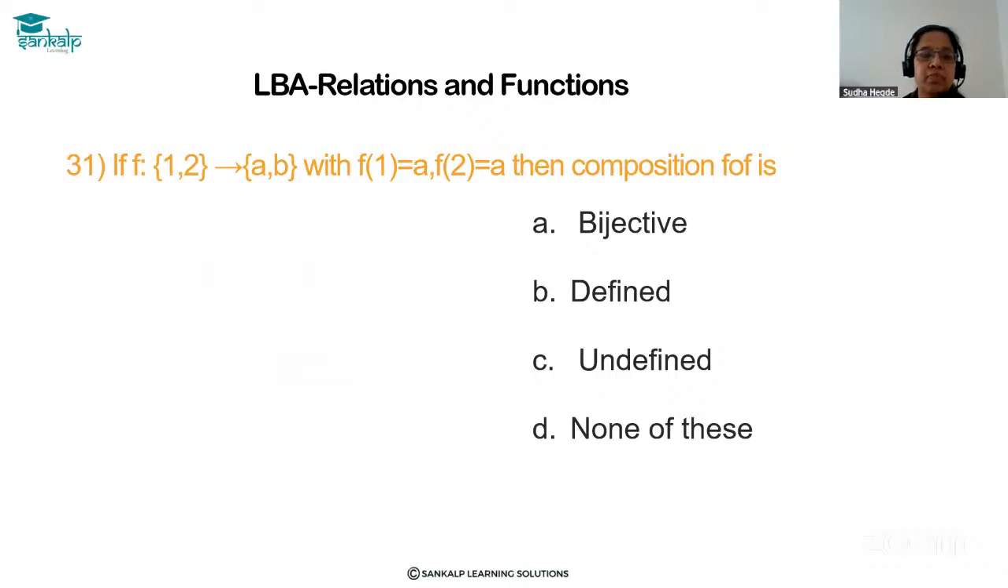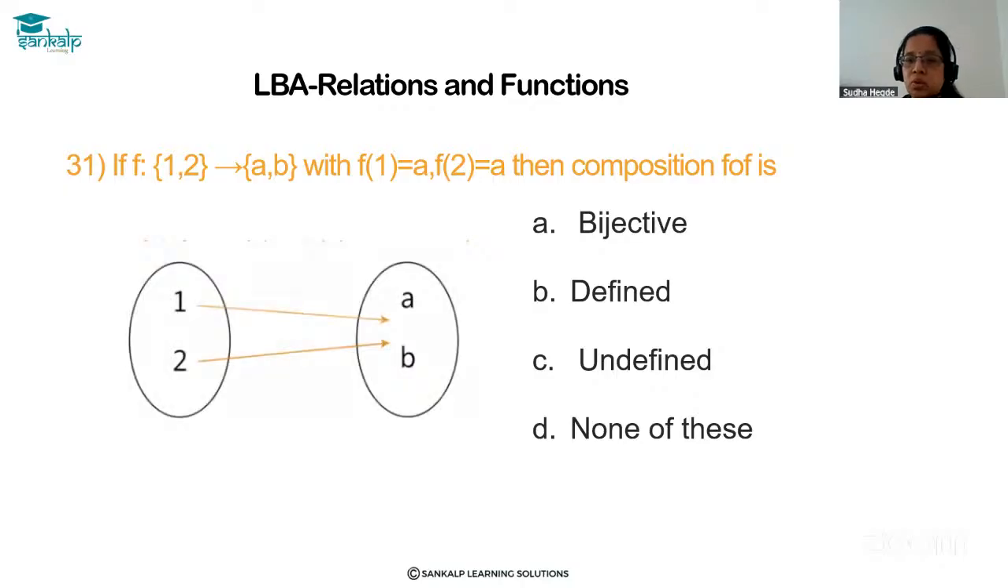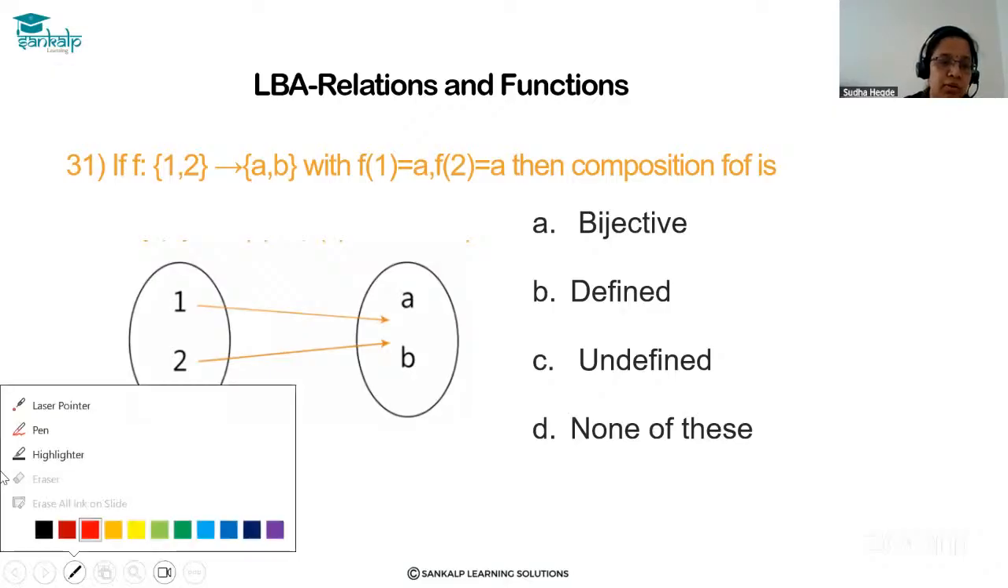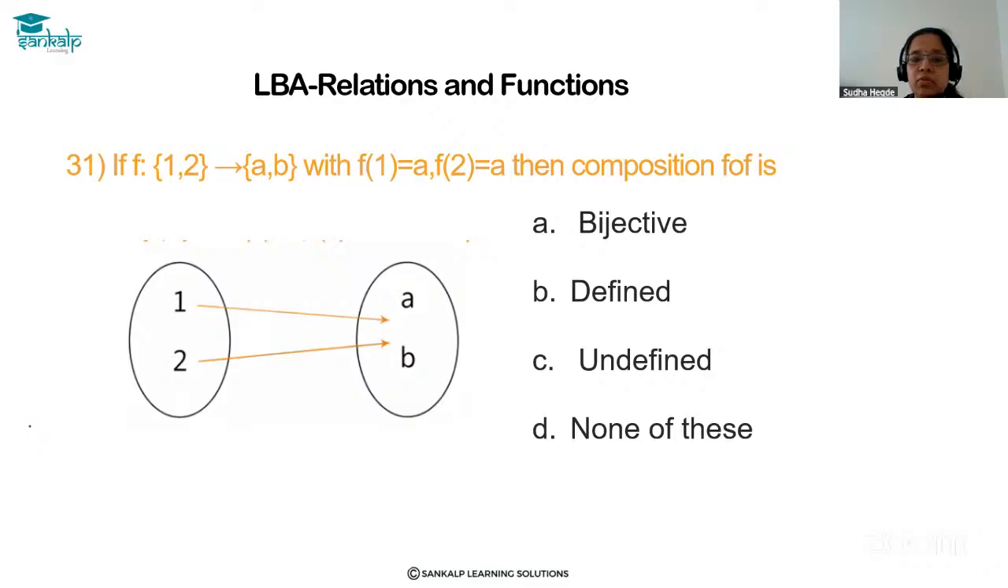Hi everyone. Take the question. If f from {1, 2} to {a, b} with f of 1 is equal to a, f of 2 is equal to a, then f composition f, you need to check whether it is bijective, defined, undefined, or none of this. Okay. So what is given? F is from 1 to 2.